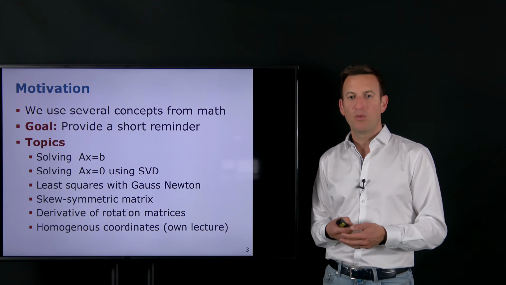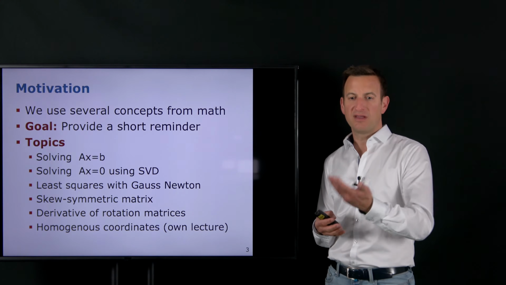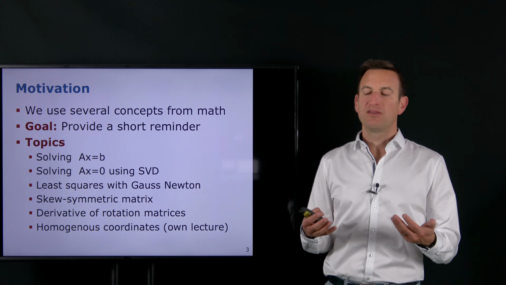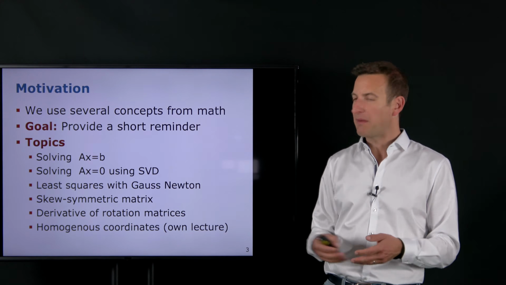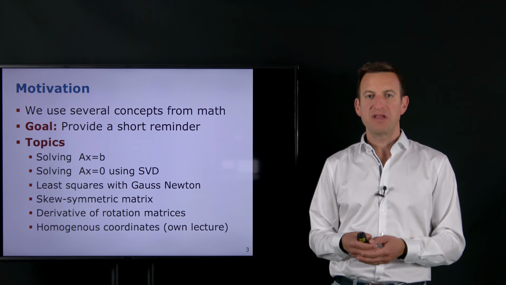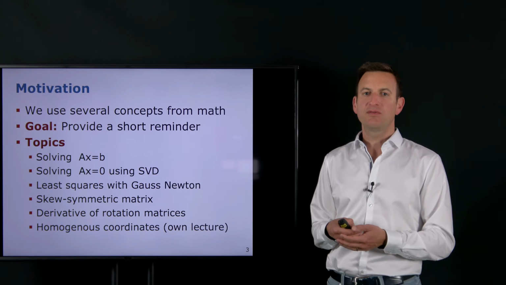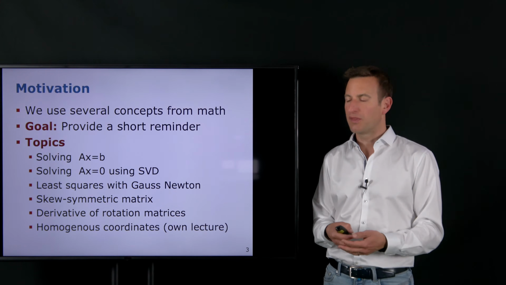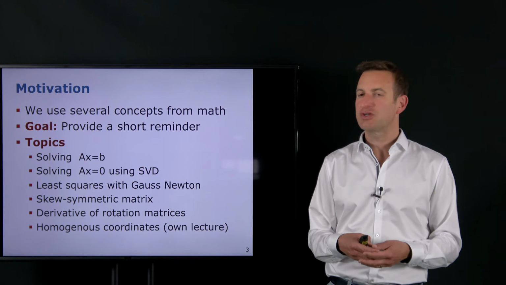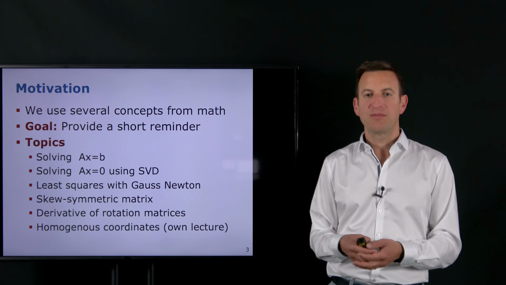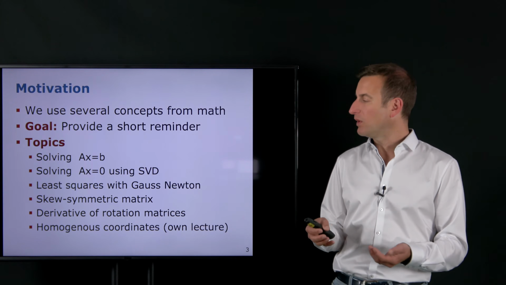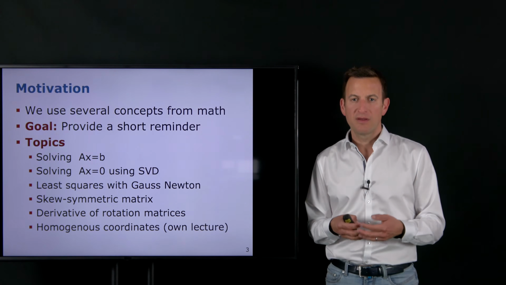These are matrices where the negative of the matrix is its transpose, and so this has some applications especially in 3D that are kind of useful for us, and there will also be a relation to rotation matrices or approximations of rotation matrices that we will take into account.